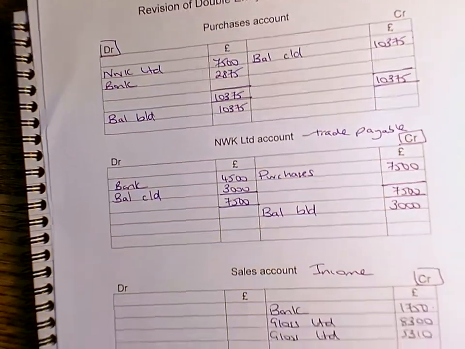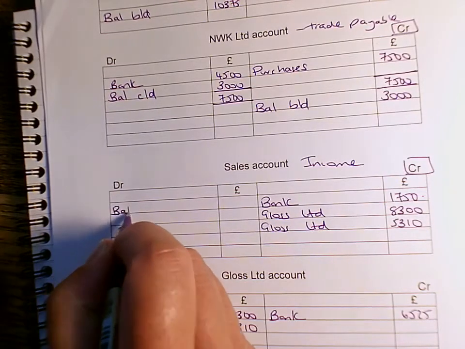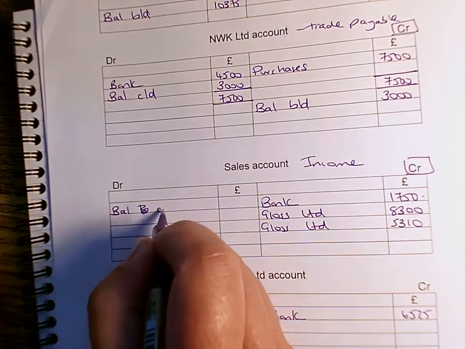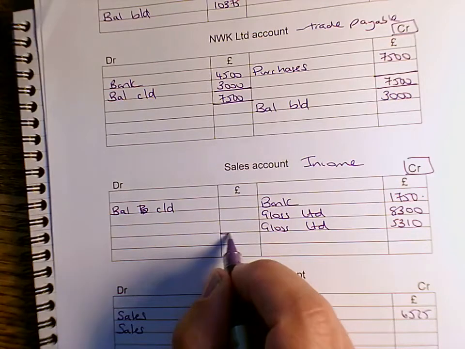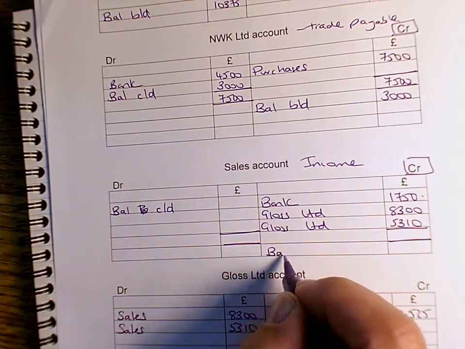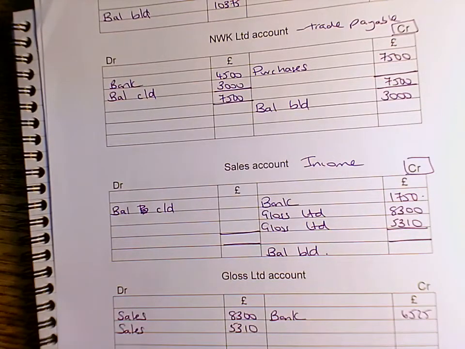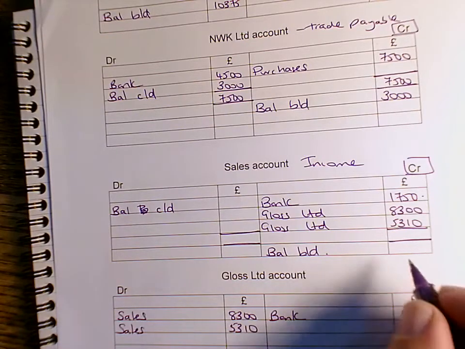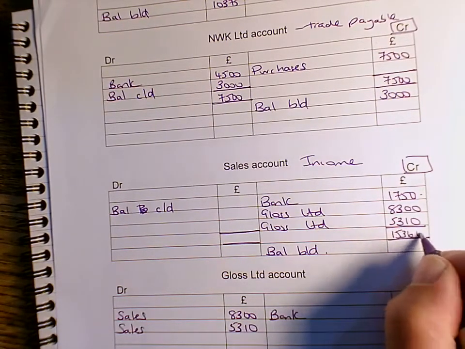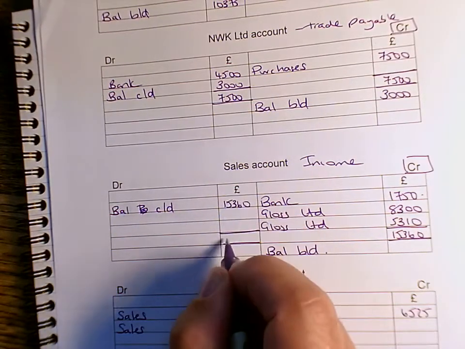£3,000. Okay, sales account. Again, we haven't got anything on the debit side, so BAL CD is going to be there. I'm not going to leave a line this time because I haven't got enough room. So it's just a case of adding those three up. 1,750 plus 8,300 plus 5,310, 15,360. So that's going to be our balance carried down, 15,360.